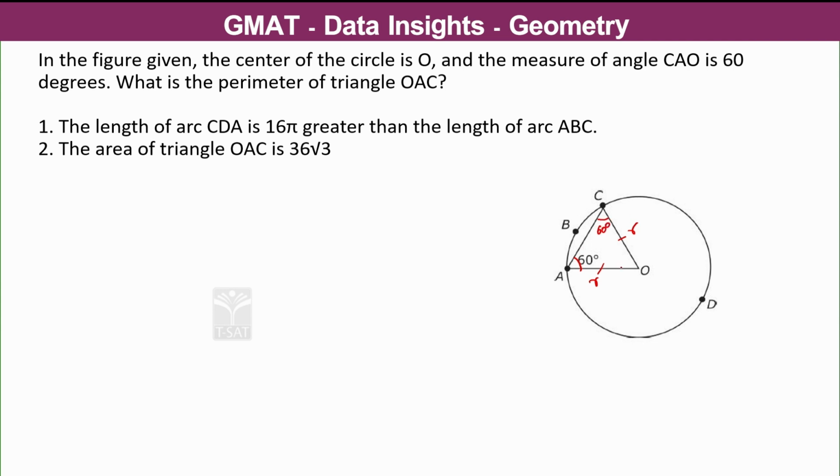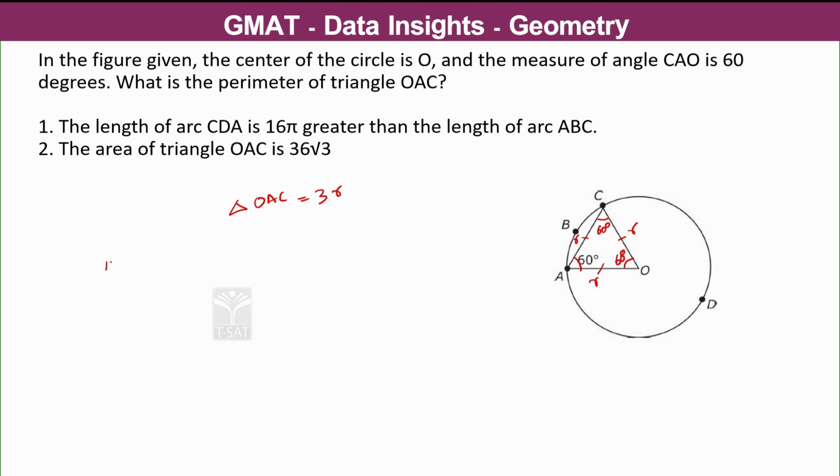And the sum of the 3 angles of a triangle is equal to 180 degrees. To make the sum 180, this angle will also be equal to 60 degrees. The sum of the 3 angles of a triangle is 180 degrees, that is why. We are asked what is the perimeter of triangle OAC. So, the perimeter of triangle OAC will be equal to 3 times R, because these two are equal and we calculated that this is a 60-60-60 triangle. When we calculated the angles, this will also be R. It is an equilateral triangle.